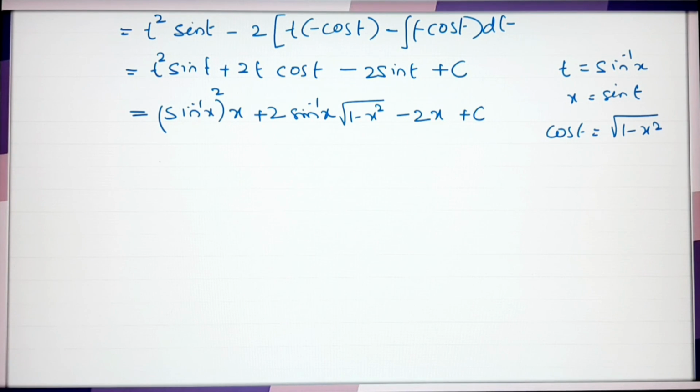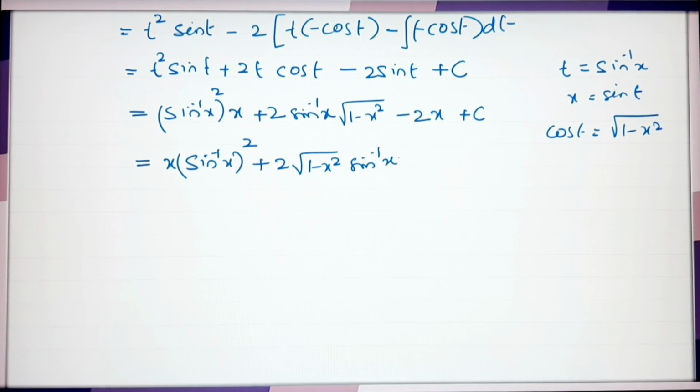So our answer is x into (sin inverse of x) whole square plus 2 times square root of 1 minus x square into sin inverse x minus 2x plus c.